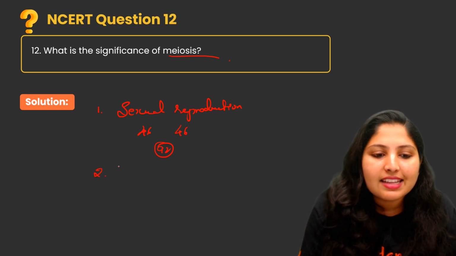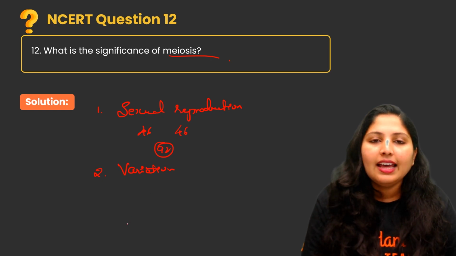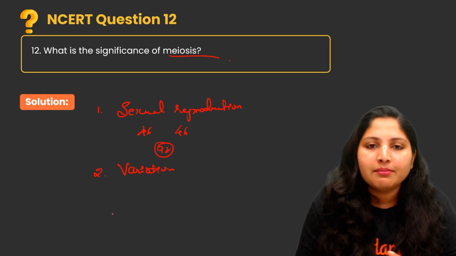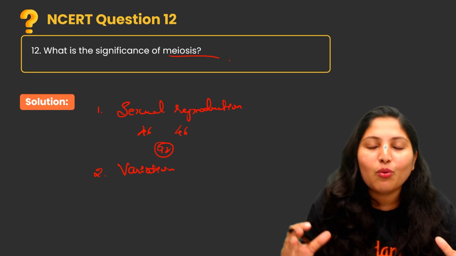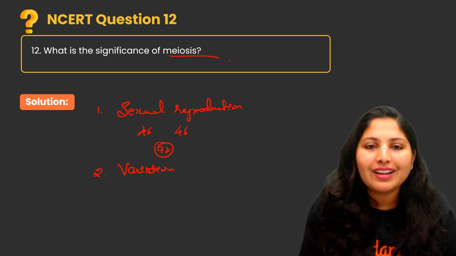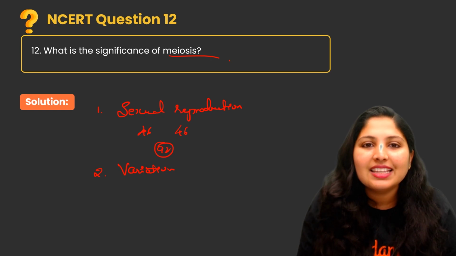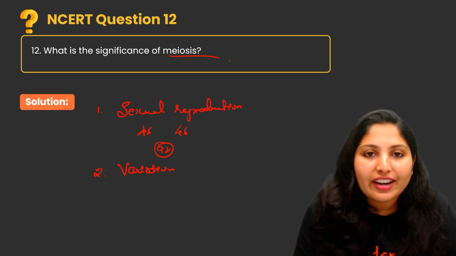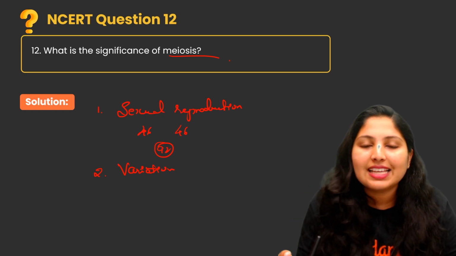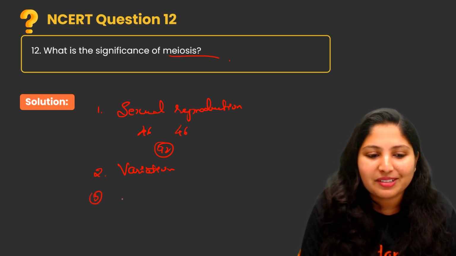Second one is variation. It creates variation. You have clearly seen what the packaging stage is, what happens during crossing over, what recombination means, everything, right? That means there is an exchange between the genetic material. This leads to variation. Variation leads to evolution.